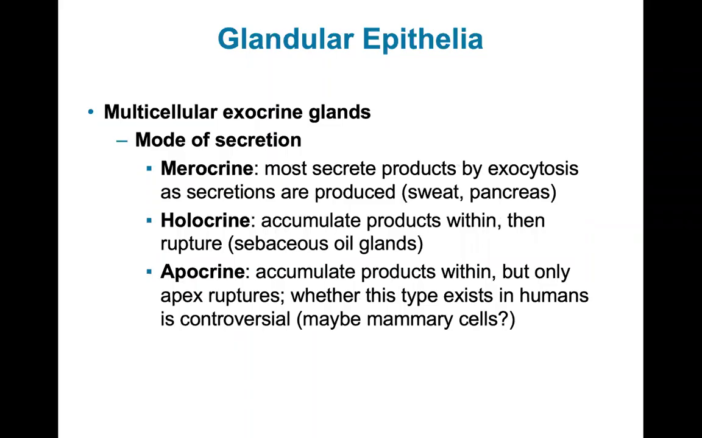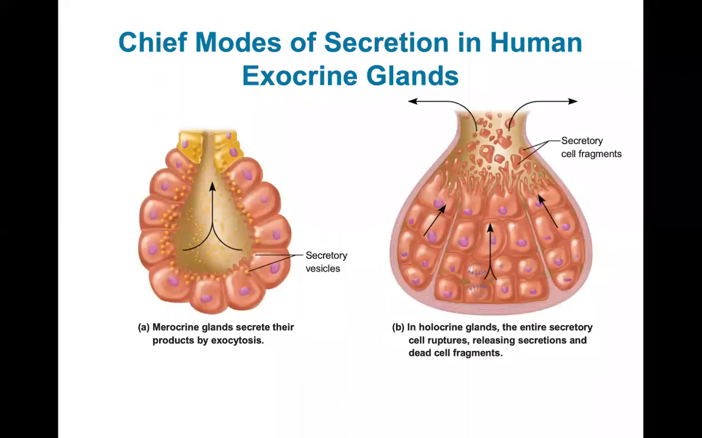Now, as far as mode of secretion, merocrine glands are going to secrete products by exocytosis as secretions are produced. Holocrine glands will accumulate products within and then rupture, causing the release of the secretions. And then finally, apocrine glands will accumulate products within, but only the apex will rupture, okay? Whether this type exists in humans is controversial. Some people believe that mammary cells behave in this manner, but really in the human body, we really see merocrine or holocrine. And this is just an example of those two types of tissues.